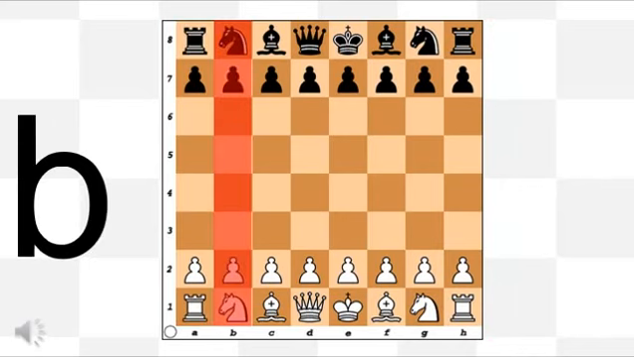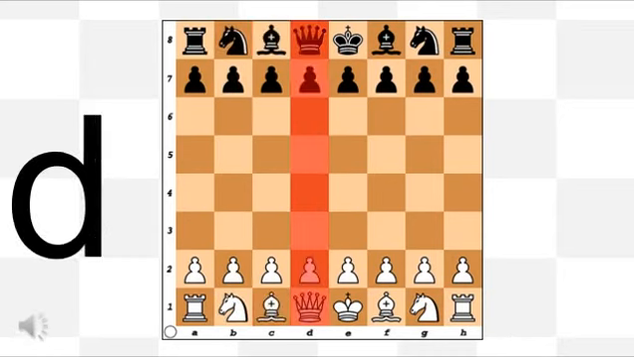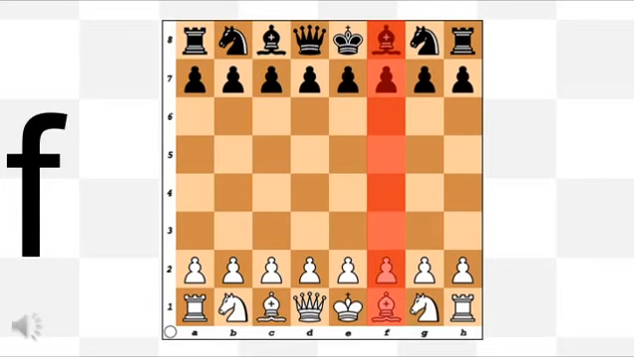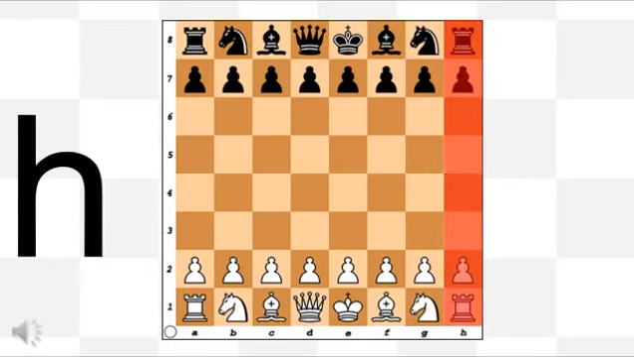Highlighted in red is file B. Highlighted in red is file C. This is file D. This is file E. This is file F. This is file G. And this is file H, which is the last of the files. There are 8 in total.